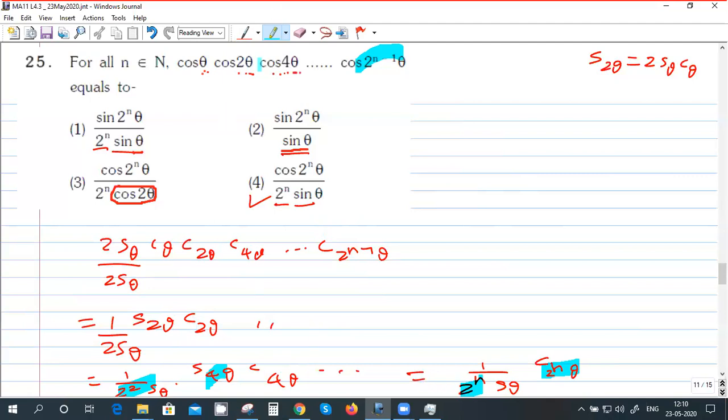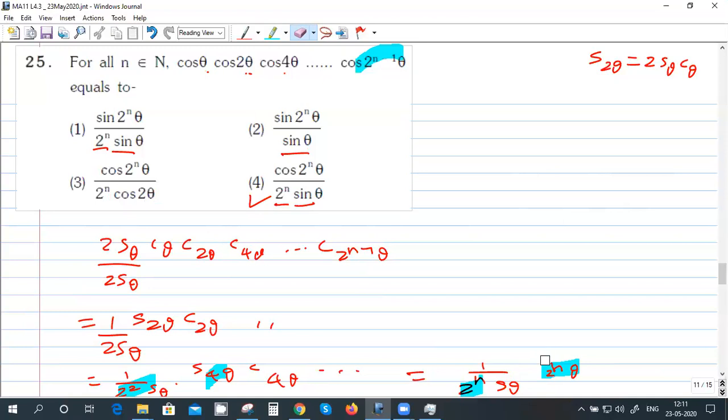Sorry, it is sin, no? When you combine, you get sin, not cos. Don't scribble. Why are you scribbling? This is sin. You combine, you get sin. 2 sin theta cos theta is sin 2 theta, not cos 2 theta. So option 1 is correct.